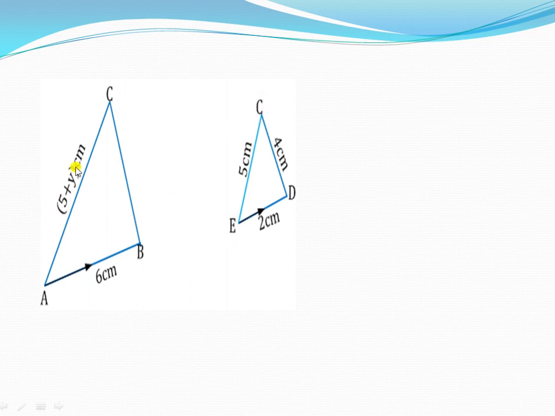So it will be 5 plus y out of 5. Then I equate it to 6, which is AB, out of ED. So it will be 6 out of 2. Because when you get this ratio over this, it will give you the same value as 6 out of 2. So that is going to be our next step.